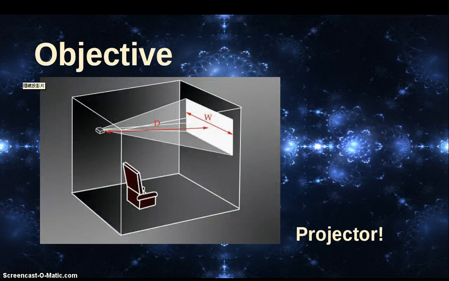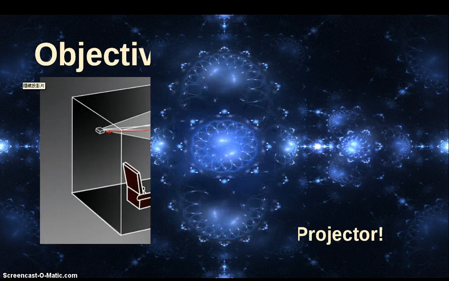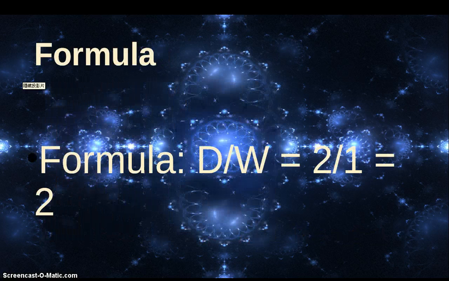So there you go. Here's the image, and today this is our objective. So this will be the formula. It will be D over W equals 2 over 1, and it will be 2.